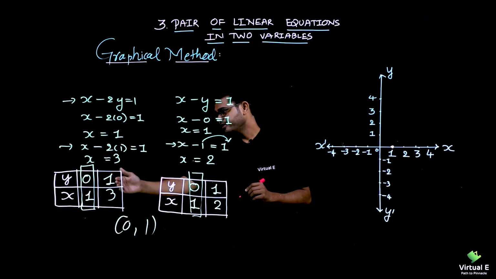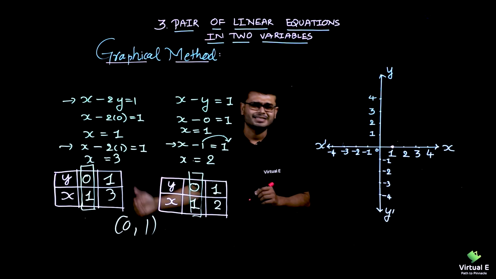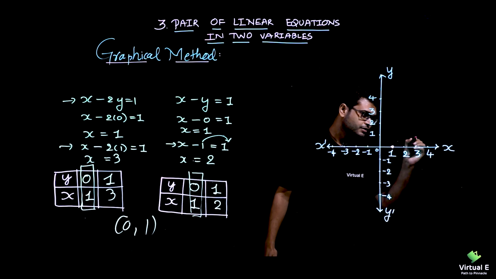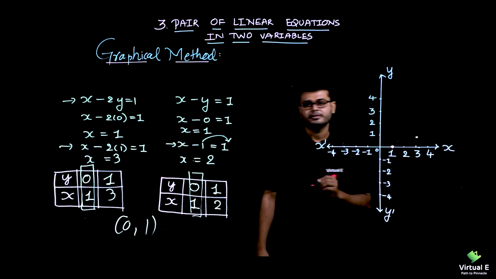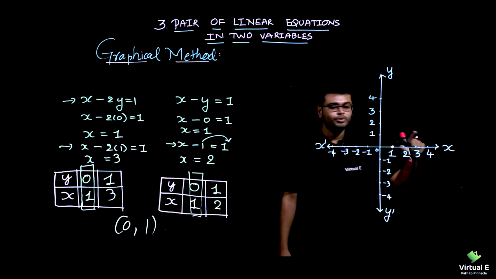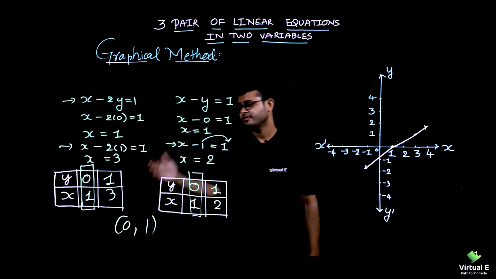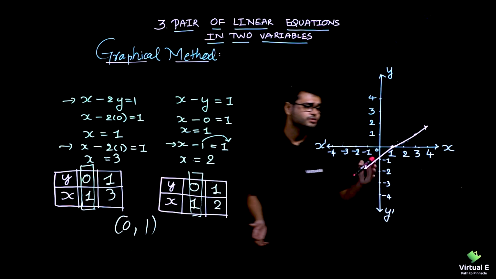Let's talk about the second point. Y is equal to 1 and x is equal to 3. So y is equal to 1 and x is equal to 3, which will be over here. So if I will connect both points, I will get a straight line. So if we represent the first line on a graph, it will look something like this.